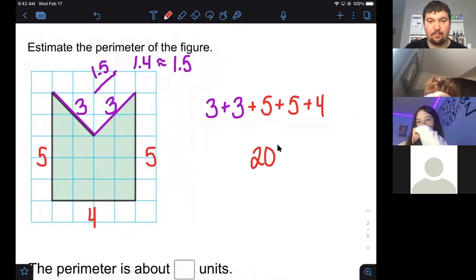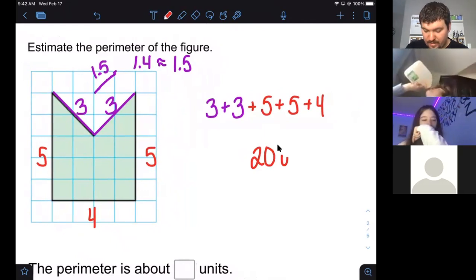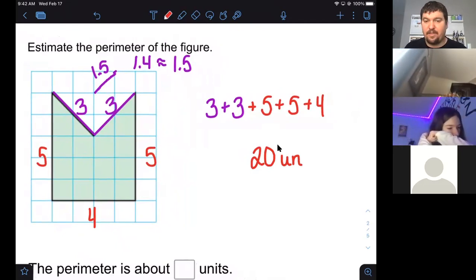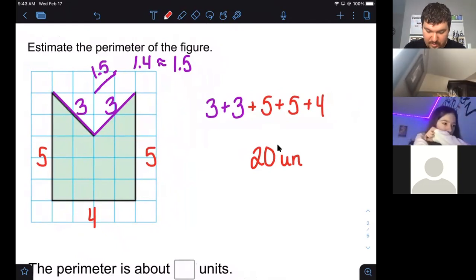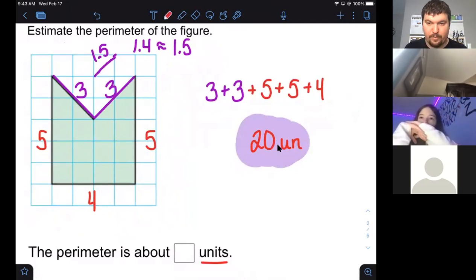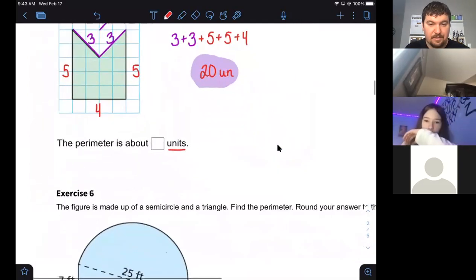And then our label for this one, they didn't give us feet or inches or yards. We're just going to put UN, and that UN stands for units. That's what we use anytime there's not a label. And if we're finding area and there's not a label, we put units squared. We just put UN for units. Okay, so 20 units. You can see they actually wrote the word units down here for their label, but you can abbreviate it UN. That's fine with me. Okay, 20.